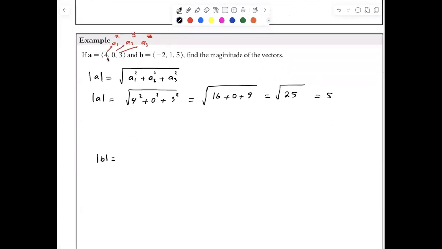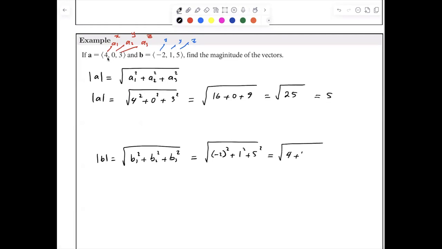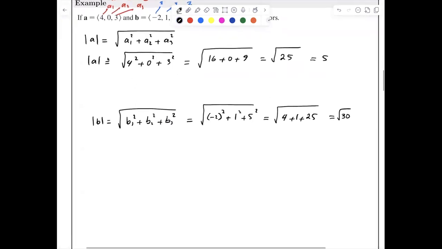The magnitude of B is equal to the square root of B1 squared plus B2 squared plus B3 squared. And these are your X, Y, and Z again. These are the components of your vector, which is equal to square root of -2 to the power 2 plus 1 squared plus 5 squared, or you get square root of 4 plus 1 plus 25, or basically you have square root of 30. So sometimes the length of the vector is very beautiful, easy to compute, like 5, or you might see something like a radical. Eventually, you can use a calculator to approximate these values.